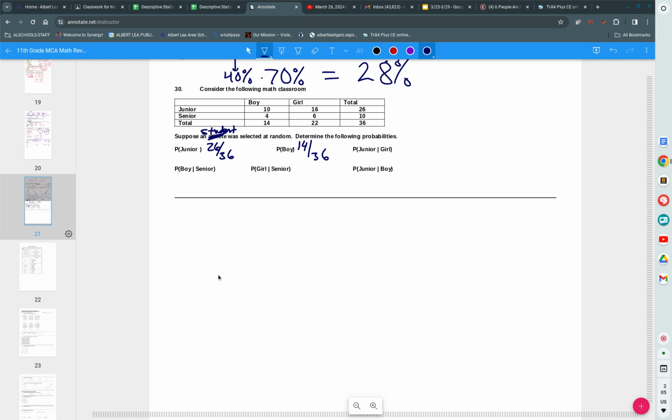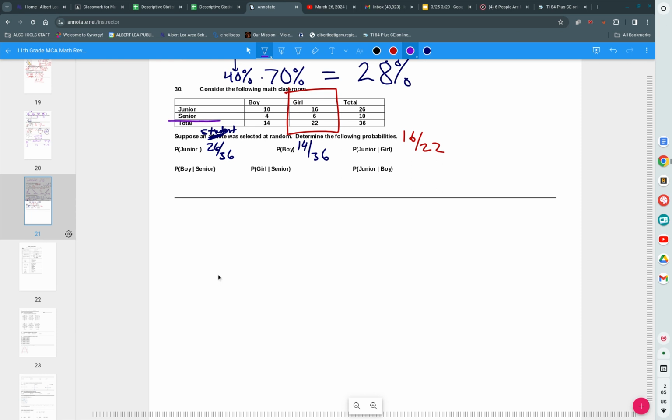The next part is a conditional probability. What is the probability of selecting a junior given it's a girl? So we're only selecting from the girl population. All I do is focus on this grouping here. What's the probability I select a junior given it's a girl? 16 out of 22. Probability I select a boy given it's a senior.